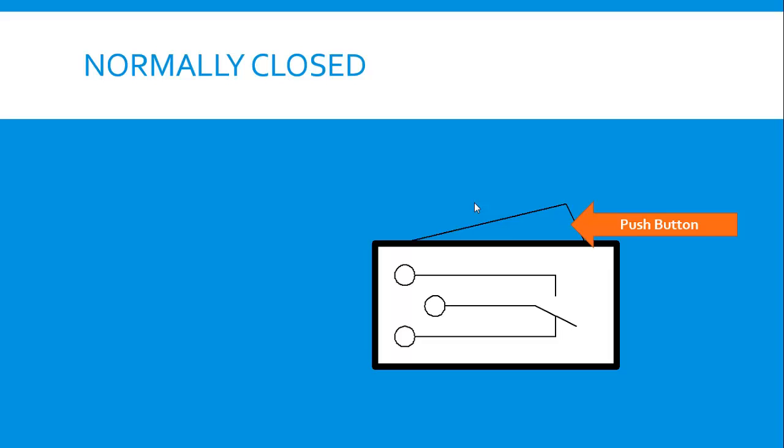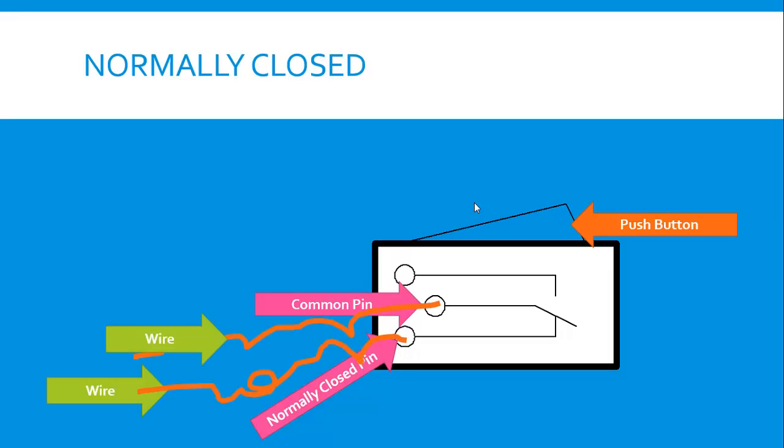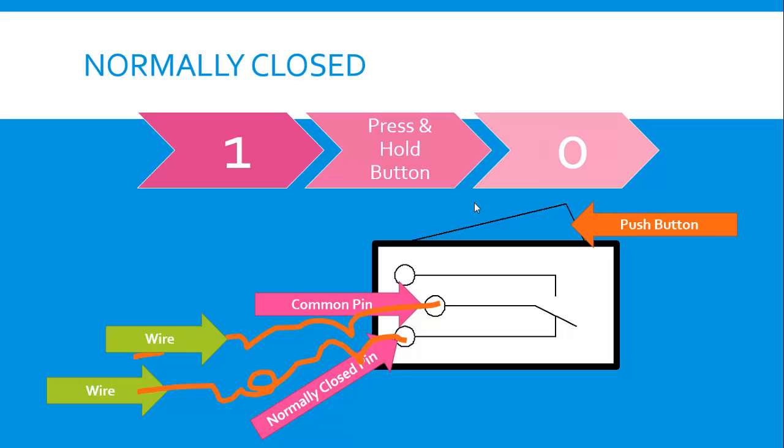Normally closed, we start with the same switch, but now we're going to use different pins. So we're going to use the common pin and the normally closed pin. We're going to use 2 wires, one to the common pin, one to the normally closed pin. So we run the wires into those 2 pins, and then we have this situation. We're going to have a one normally. When the button is pressed and held, we're going to get a zero, which is going to mean that it's open. It changes states when we press the button. So it's normally closed, it's normally a one, current is flowing. When we press the button, we change the state. All right, so I hope this helps you understand normally open and normally closed.